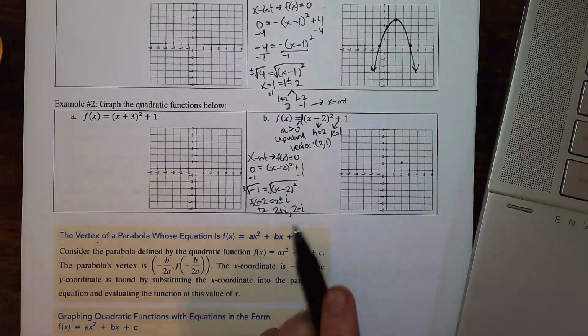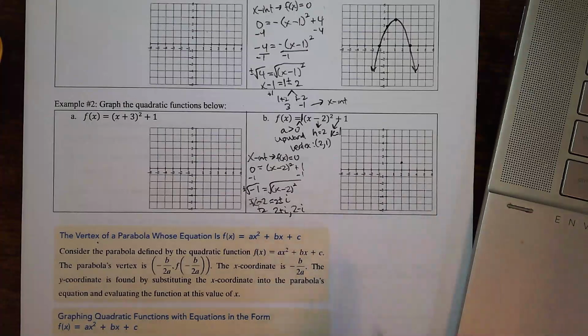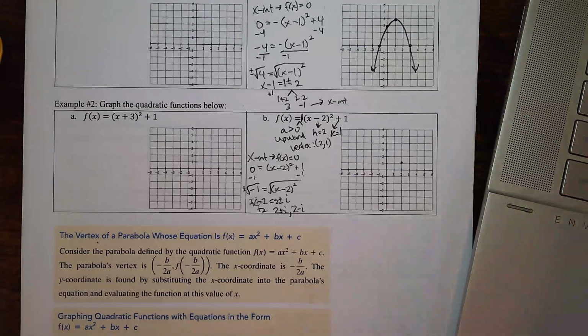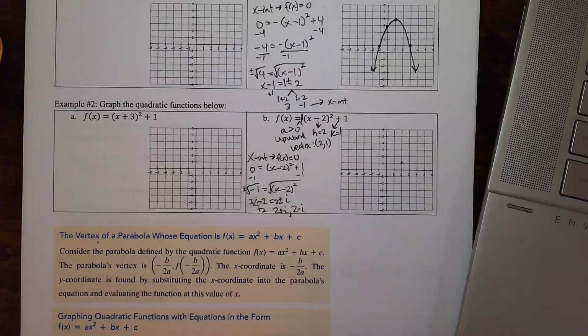Now, when i is involved in your solutions, what does that mean? That means there are no real solutions. And if there are no real solutions, that means this graph will never cross or touch the x-axis. So this one's never going to cross or touch the x-axis, so we're going to have no x-intercepts here.